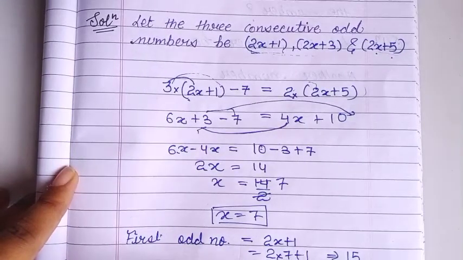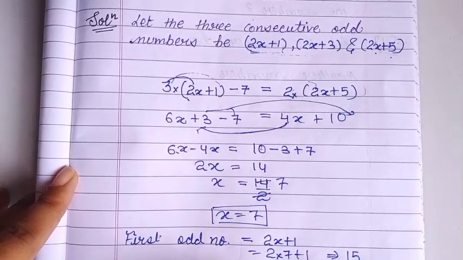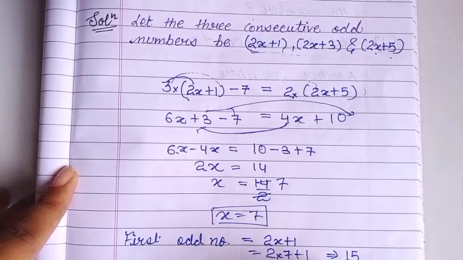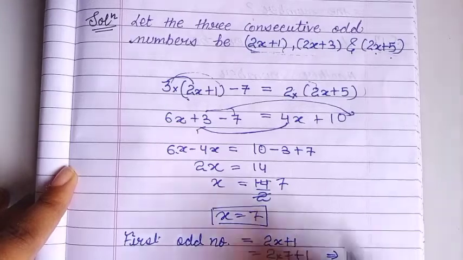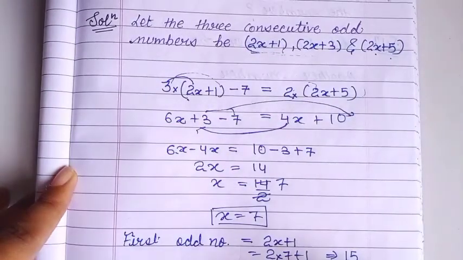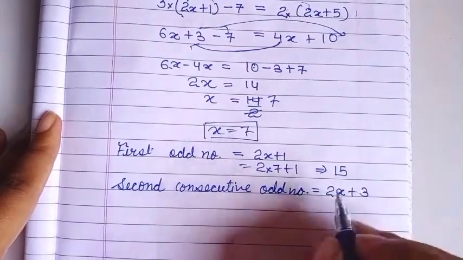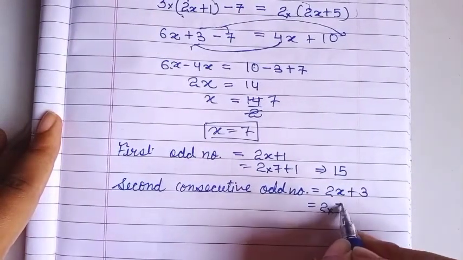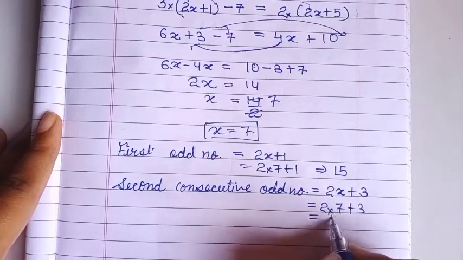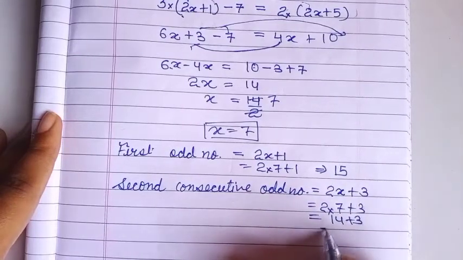The second consecutive odd number is 2x plus 3, which means 2 multiply x, which is 7, plus 3. 2 7s are 14, plus 3 is 17.